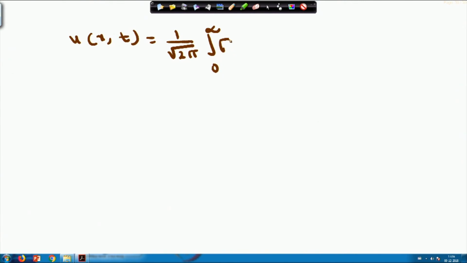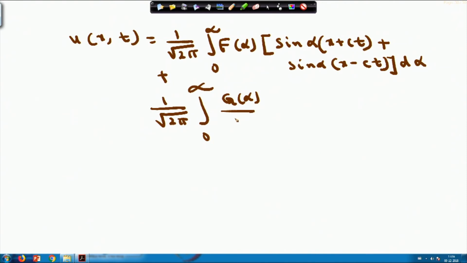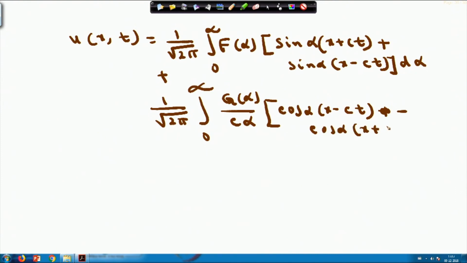F alpha, capital F alpha, into sin alpha into x plus c t plus sin alpha into x minus c t, and this into d alpha, plus 1 by root 2 pi integral from 0 to infinity G alpha by c alpha into this sin c sin d, which will also be written in the same fashion: cos alpha into x minus c t minus cos alpha into x plus c t, d alpha.